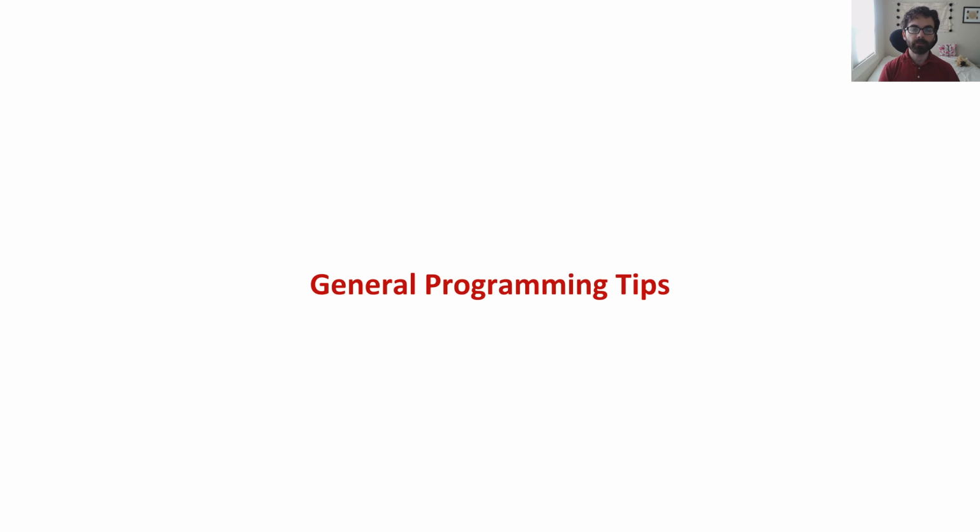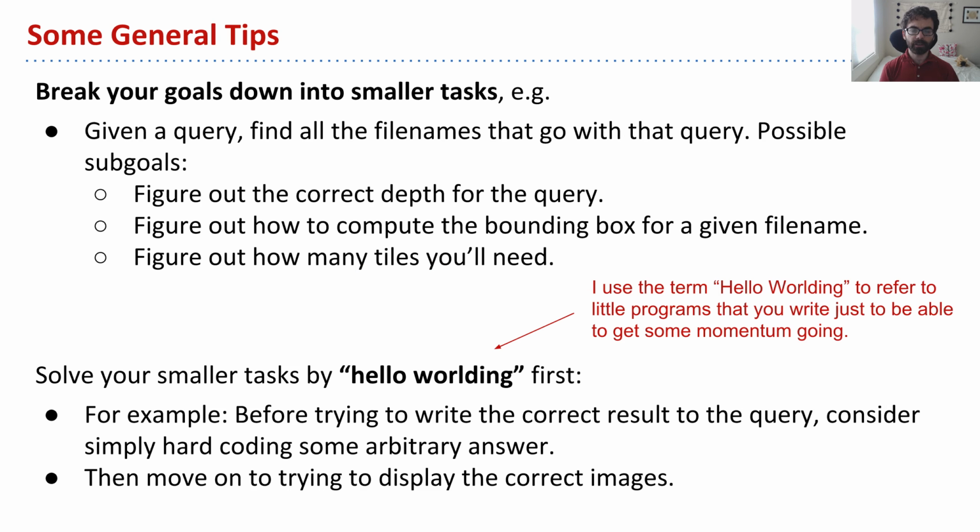In this video, I'll provide some general programming tips and then eventually talk a little bit about some rastering tips. So the first and most important thing is that it is absolutely critical that you break your big tasks into smaller tasks. For example, given a query, you are supposed to find all the file names that go with that query box. There are a bunch of different possible sub-goals, such as: what is the depth of the result that we're going to have? If someone gives me a query box, what is the depth going to be? Depth 3, 4, 5? We already did that a little bit, right?